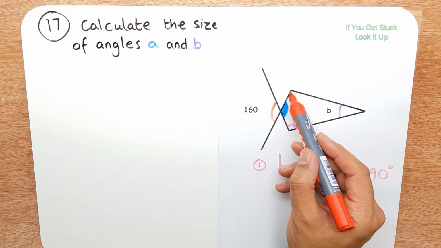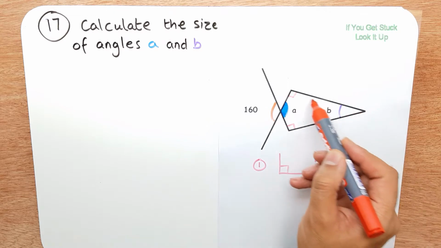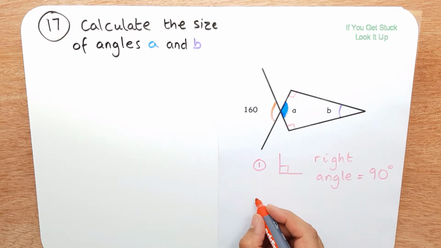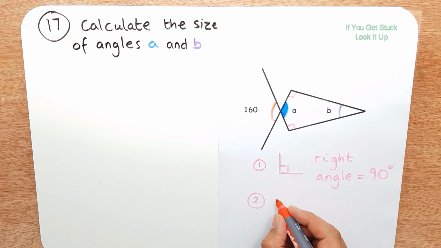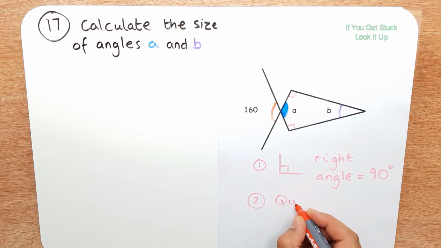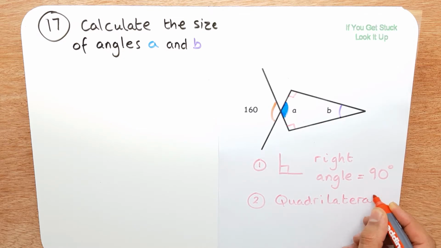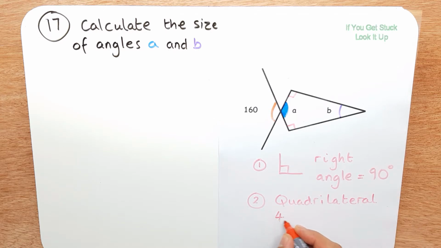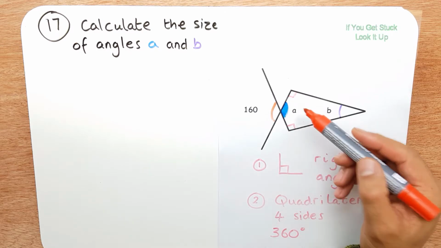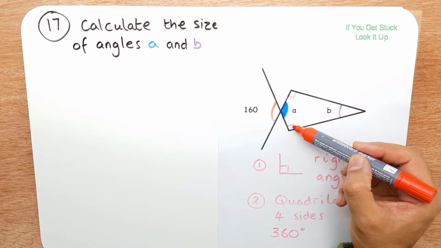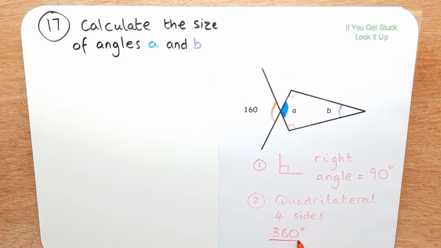Now, if you look at this carefully, it's in the shape of a kite, but we're interested in the fact that it's a quadrilateral. All that means is it's got four sides or four edges. And the property you need to know about that: every quadrilateral has 360 degrees inside. So if I add up these four angles, I'll get 360 degrees.